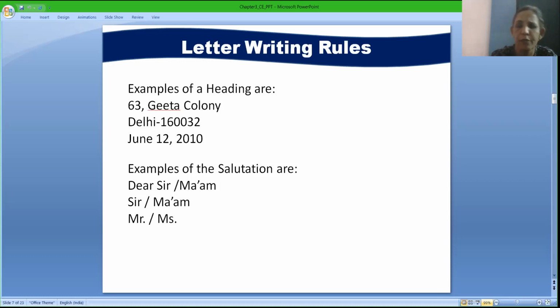When we salute, when we are addressing someone known to us, we add dear, such as dear sir or dear ma'am. When a person is not known to us, when the person is absolutely unrelated to us and we are interacting for the first time, and we are not familiar with the other person, then please remember to start the letter with sir or ma'am.